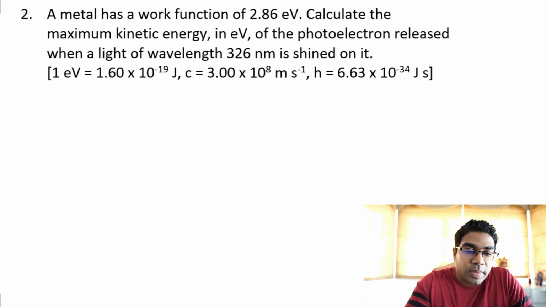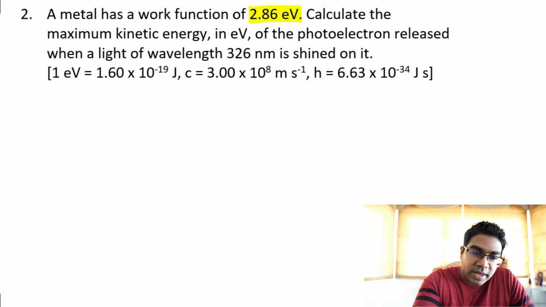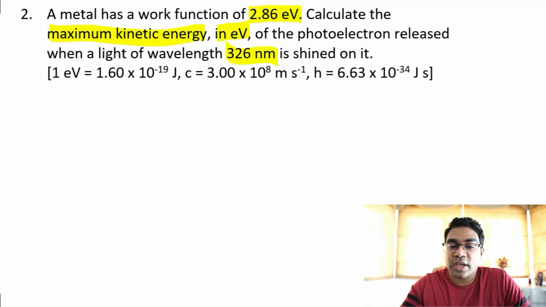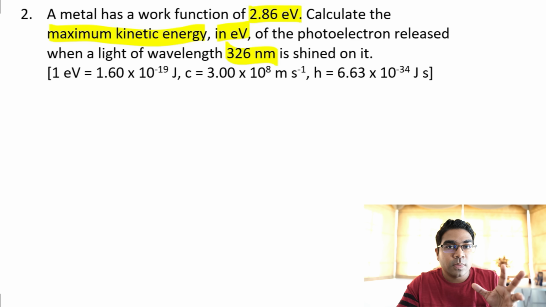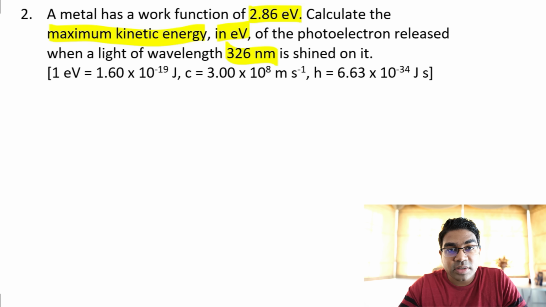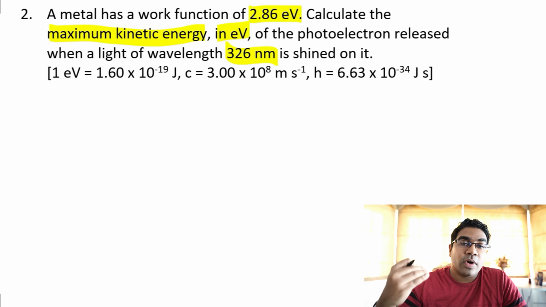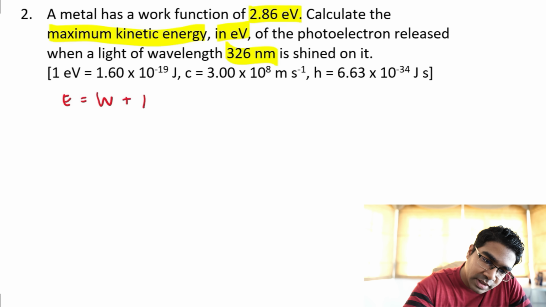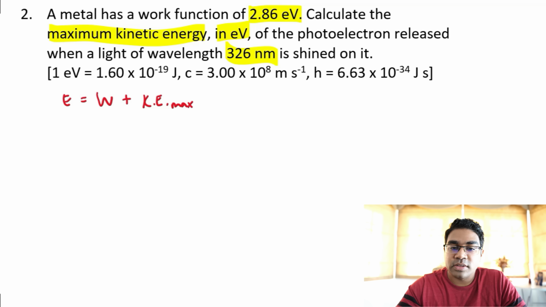Question 2. A metal has a work function of 2.86 electron volts. Calculate the maximum kinetic energy in electron volts of the photoelectron released when a light of wavelength 326 nanometers is shined on it. So in this case, we are going to deal with energies in electron volts instead of joules. When we are dealing with maximum kinetic energy, the formula remains the same. That is, E, energy of photon, is equals to work function of the metal plus the maximum kinetic energy of the photoelectron. This is by conservation of energy.